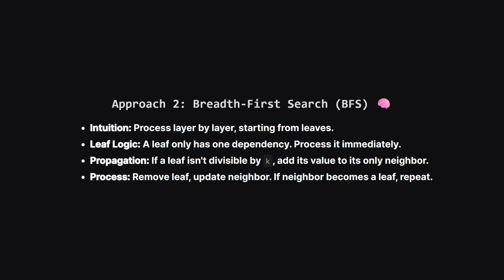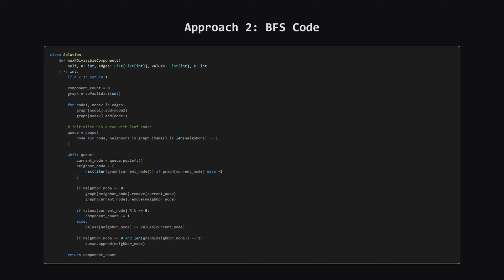Okay, now for the second method, which uses breadth-first search. Instead of recursion, we can peel the tree like an onion. We start with the leaf nodes because they are simple, they only have one connection. If a leaf is a valid component on its own, great. If not, we merge its value into its parent. Then we remove that leaf. As we remove leaves, their parents might become the new leaves, and we keep repeating this process until the whole tree is handled. And here's the code for that BFS approach.